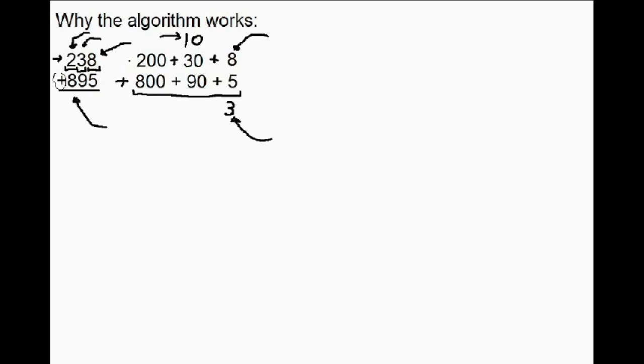Now in our algorithm, we would just add 8 plus 5, that would be 13, and we would only carry the digit of 1 above the next place value. But we can see where that comes from here. We're really carrying a 10 to that place value. And then again, we've got a situation here where we're going to add what's in the tens. 10 plus 30 plus 90 is 130.